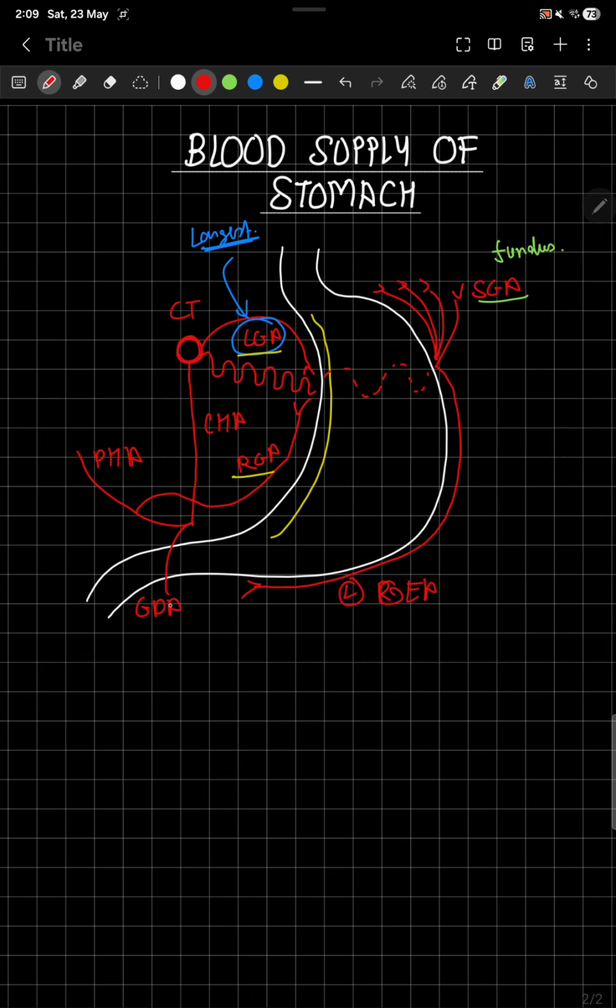This gastroduodenal artery, which was a branch of the common hepatic artery, then gives off a branch called the right gastroepiploic artery. Now, the right gastroepiploic artery and the left gastroepiploic artery constitute the blood supply of the greater curvature of stomach. So, that's it for today's topic.